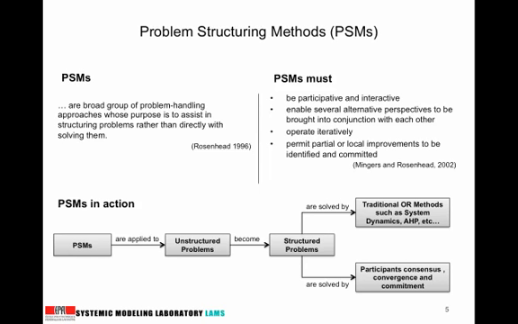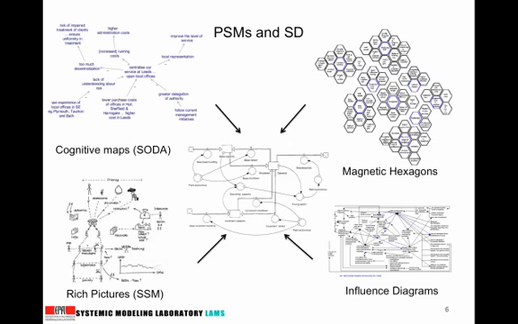Now, in ST, we already have a lot of problem structuring methods. Some have been developed within the field or have their origins from the field, like the magnetic hexagons or the cognitive maps. And some have been borrowed by ST modelers from other fields, mainly from the soft OR field, like, for example, the rich pictures that are used by Checkland in the soft systems methodology. Some are the basic diagrammatic conventions that exist in the fields of management science, like the influence diagrams.